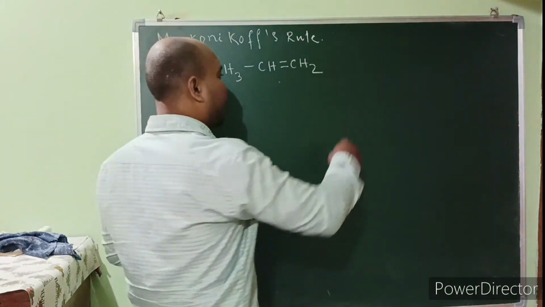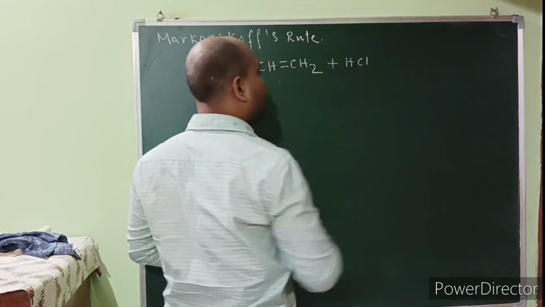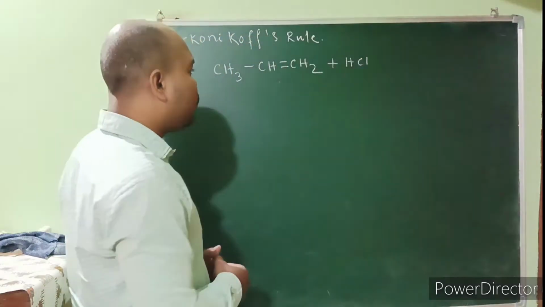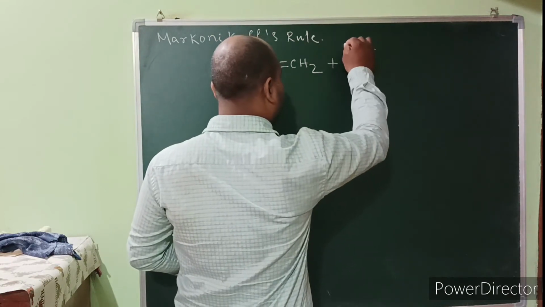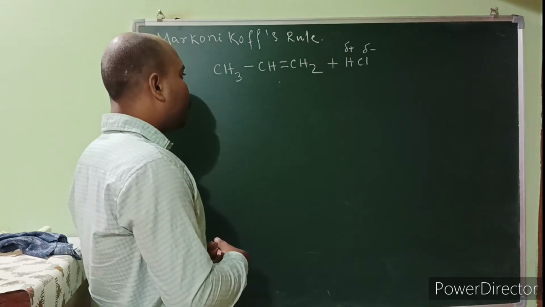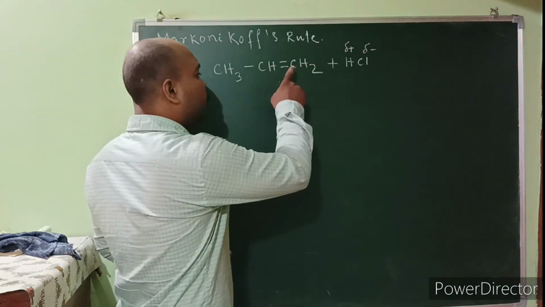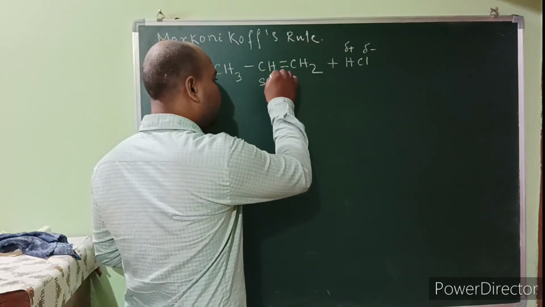Now, if I am adding halogen acid, that is HCl, then in HCl, chlorine is negative, hydrogen is positive by charge, and the carbons which are bonded to the double bond are sp2 hybridized.